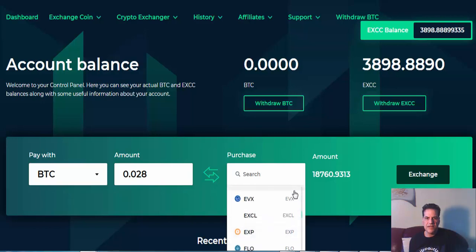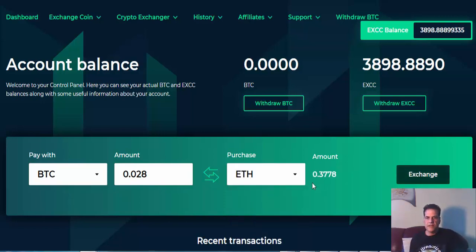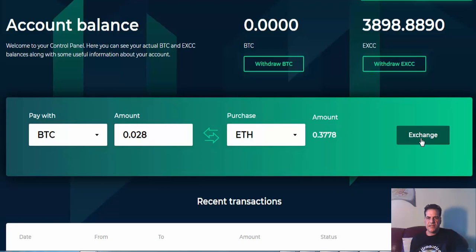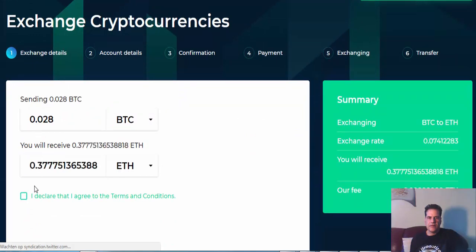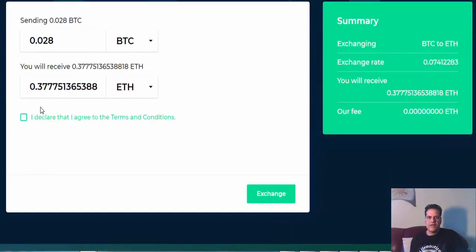Ethereum, ETH. Okay, Shapeshift gives you 0.38, and this one gives you 3.778. So I don't know what the conversion is, but what you do, you just press exchange, and then 377, this amount. When you do, you say okay, I agree with the terms. You see the fee is zero.